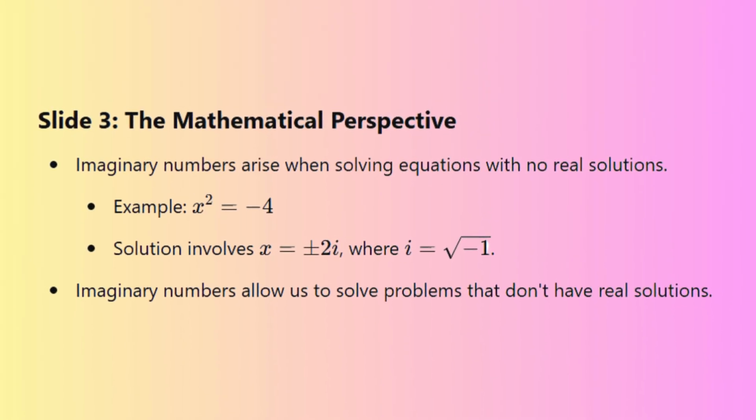Let's begin with the mathematical perspective. When you're solving quadratic equations, like x squared equals -4, you run into a problem. The square root of a negative number doesn't exist in the real number system.